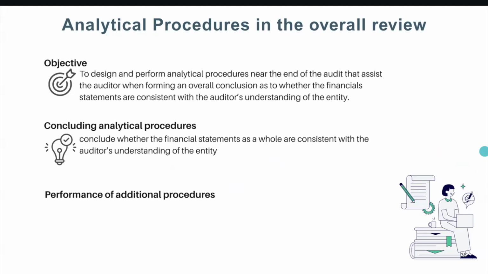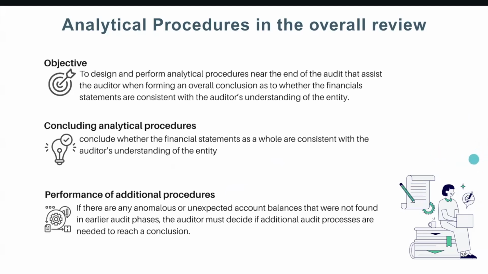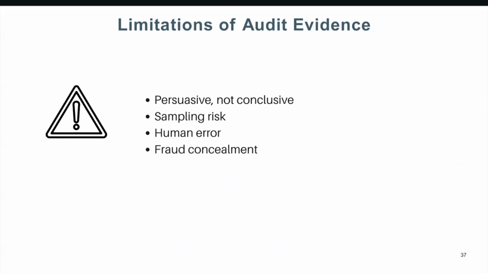The performance of additional procedures. So if there are any anomalous or unexpected account balances that were not found in earlier audit phases, the auditor must decide if additional audit procedures or processes are needed to reach a conclusion. So even with strong evidence, absolute assurance is actually impossible. Auditing provides reasonable assurance only. So these are the limitations of audit evidence. They are persuasive, but not conclusive. Limitation on the sampling risk. It could be human error or fraud concealment.